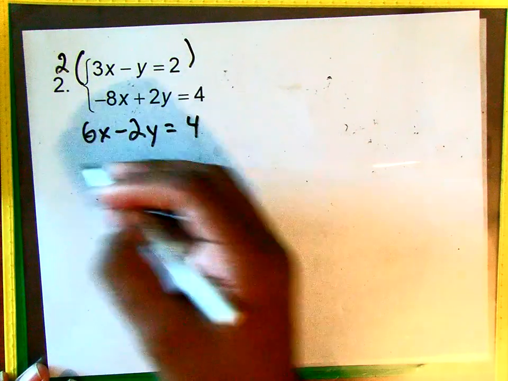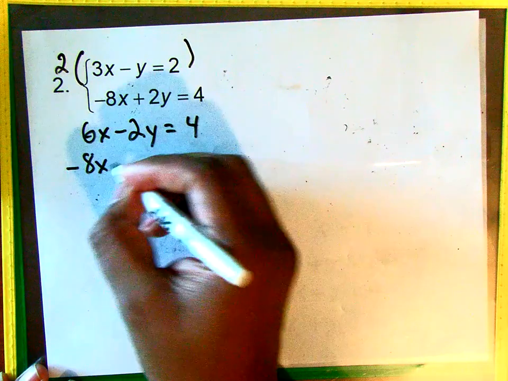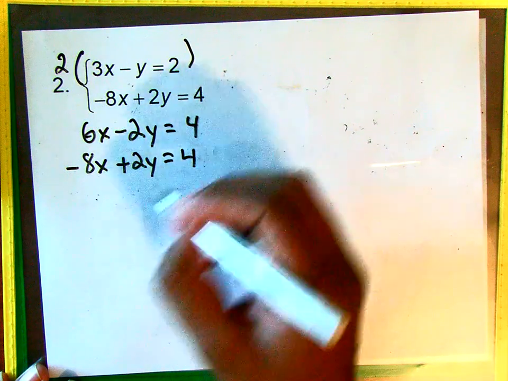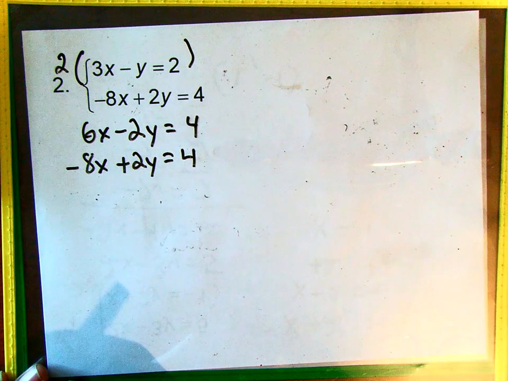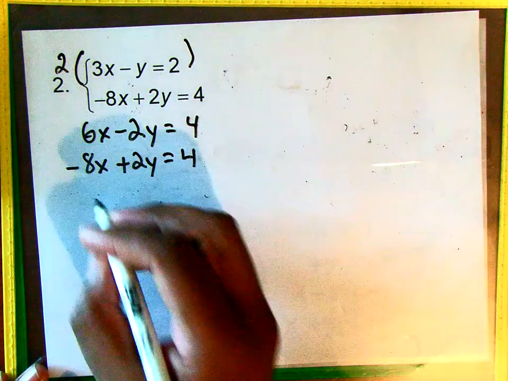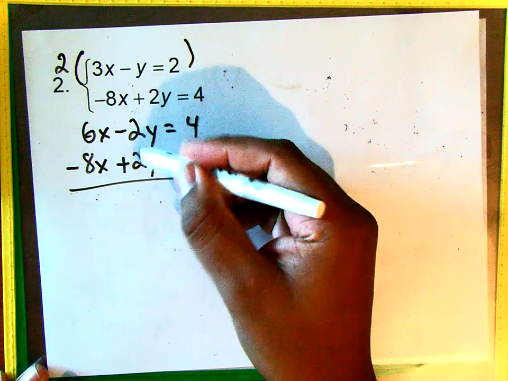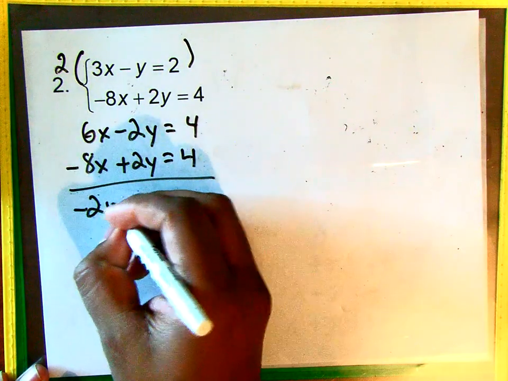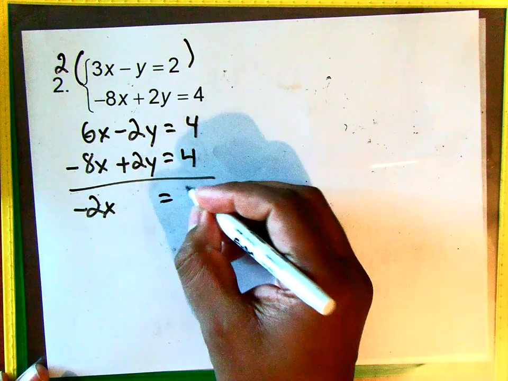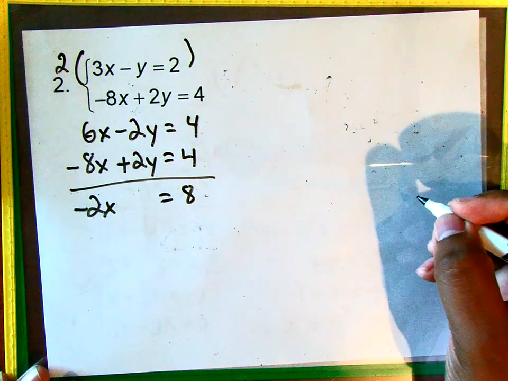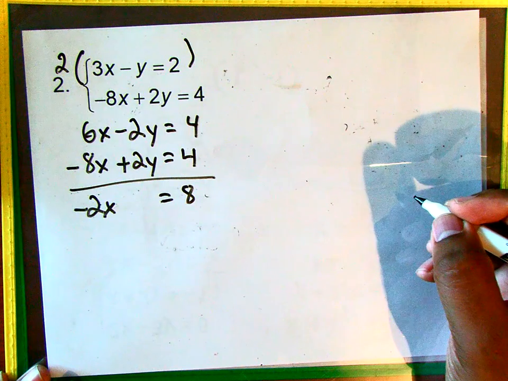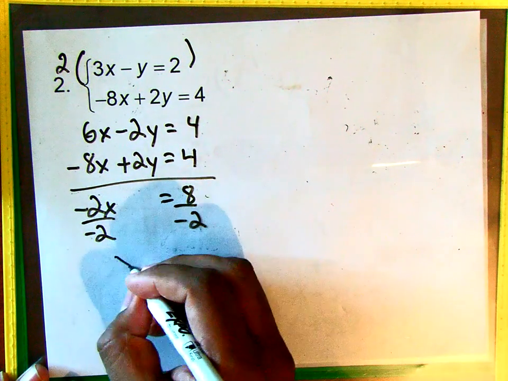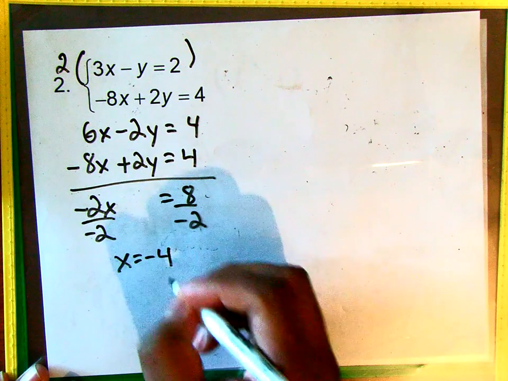And now I'm just going to rewrite this same equation. Now, when I get ready to add, these are opposites, and they're going to cancel each other out. That's going to leave me with a -2x here, and that's equal to 8. Now I'm going to divide by that -2 so I can solve for x, and x is equal to -4.